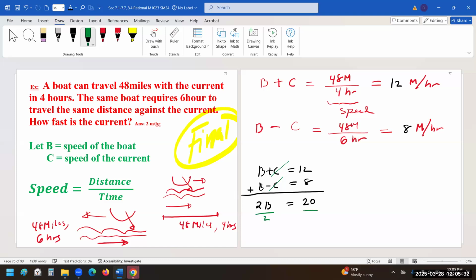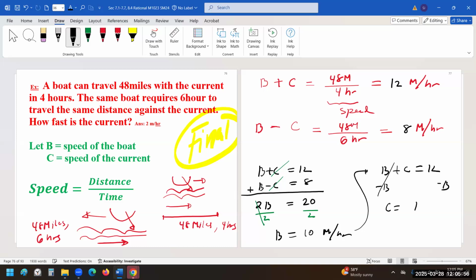To get the B alone, we divide by 2. So what's the speed of the boat? 10 miles per hour. But they're not asking for the speed of the boat. They're asking for the speed of the current. So we have B plus C is 12. Subtract B, so C is 12 minus B, which is 12 minus 10, 2 miles per hour. And this is what they're looking for: the speed of the current.